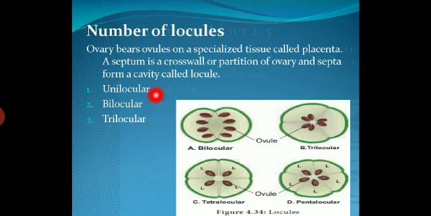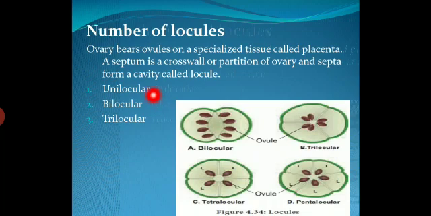Bicarpellary, two carpels present in the Rubiaceae. Tricarpellary, three carpels present in Cucurbitaceae. Tetracarpellary, present in Lamiaceae. Multicarpellary, many carpels present in the Nymphaeaceae. These are the number of carpels.